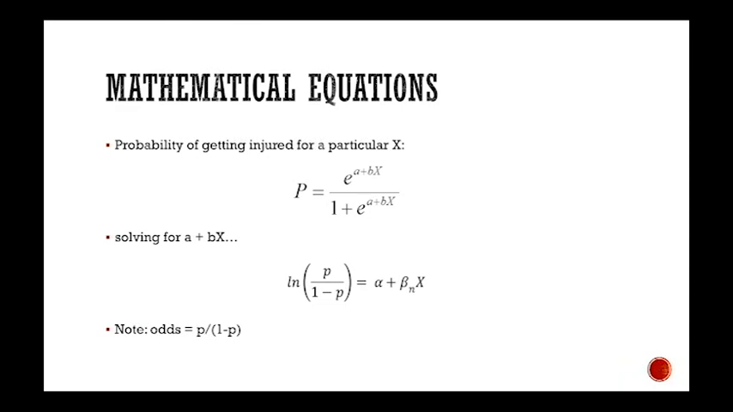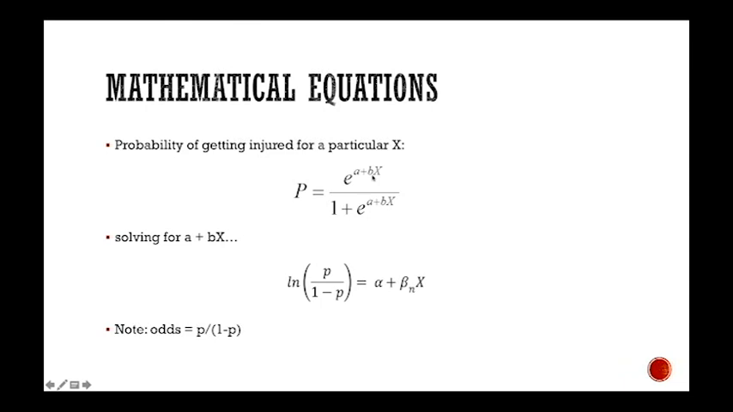Even me, I'm terrified right now. No, not really, but kind of scary looking, especially since you've got all these exponents. So this right here shows the probability of getting injured for a particular x. So if you want to compute somebody's probability of getting injured, it is equal to the natural exponent raised to the a. In this case, instead of using b0, I'm using a. Why? Because I'm lazy and I copied this from online. Anyway, that's the intercept. That's the slope right there.